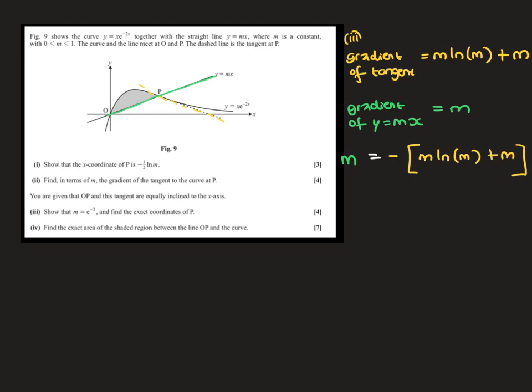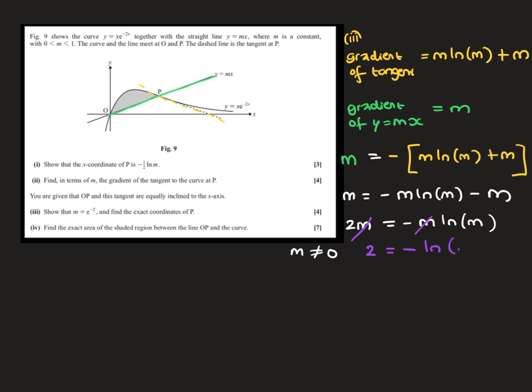So where can I go from here? So m is equal to negative m ln m minus m. Add m to both sides, so we get 2m equals negative m ln m. Now, because we know m is not equal to 0, we can divide through by it. So that gives me 2 equals negative ln of m. Divide both sides by -1, so -2 equals ln of m. E to the -2 then equals m, or m equals e to the -2.